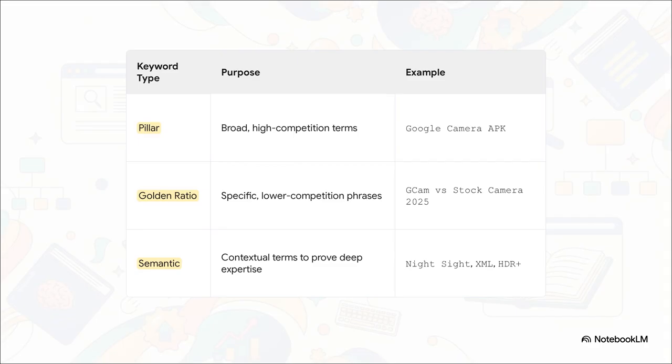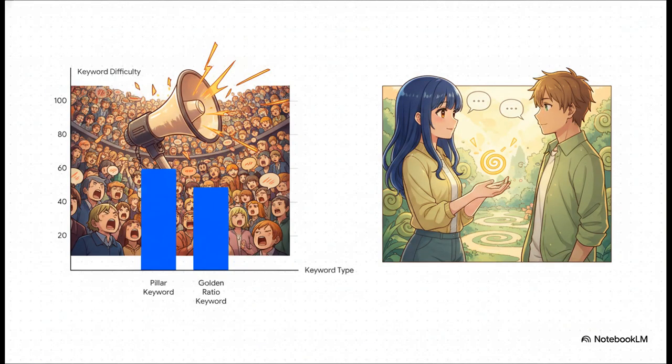And finally, you have semantic keywords like night sight or XML. These are related terms that prove to the search engine that this guide is the real deal, written by an expert. Think of it this way. Trying to compete for a huge pillar keyword is like shouting in a massive, crowded stadium. It's really, really hard to be heard. But when you target a golden ratio keyword, that's like having a direct one-on-one conversation. It's a much, much smarter way to get noticed.